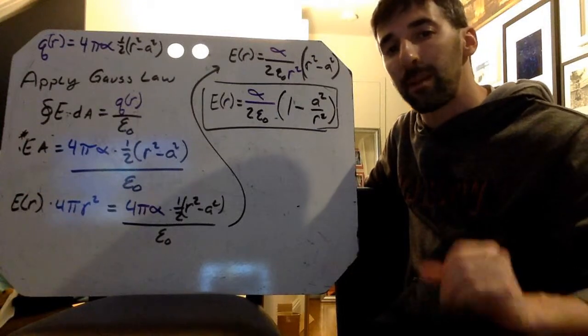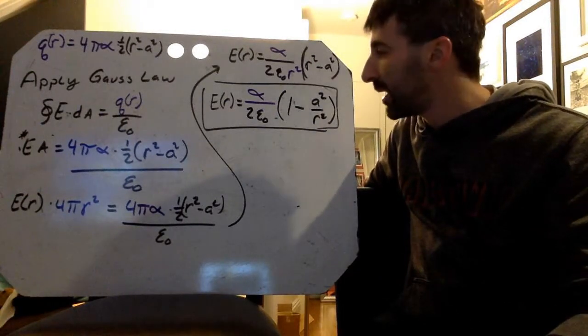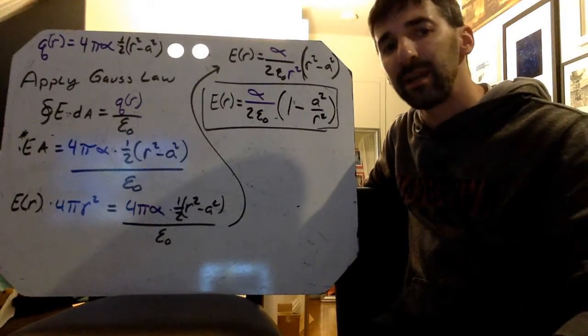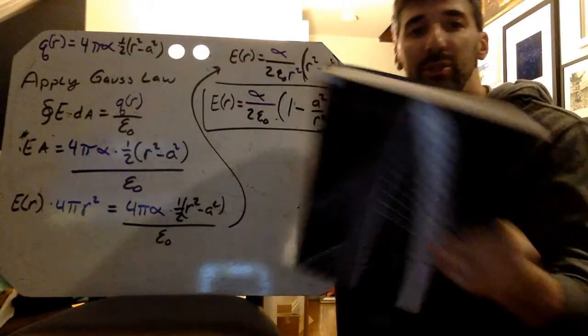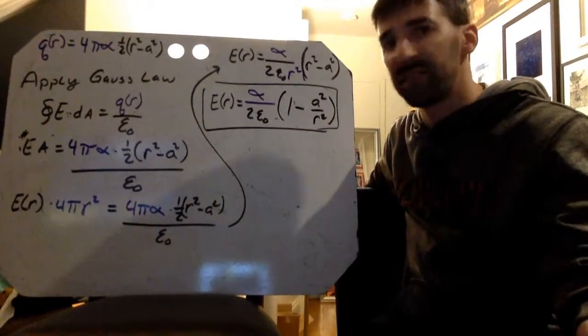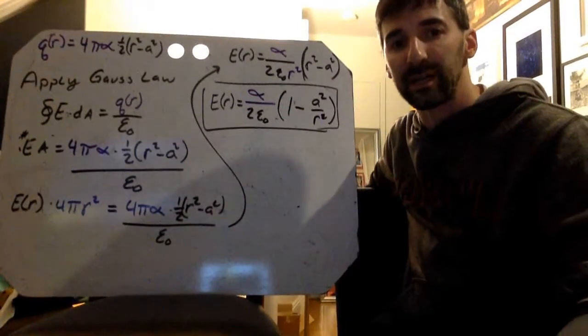Again, I'm leaving part B for you to try. That's all I have for this example. Again, that came from Young and Freeman, chapter 22. This was question 53, I believe. I don't remember because I closed the book.